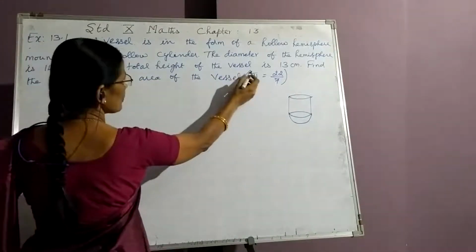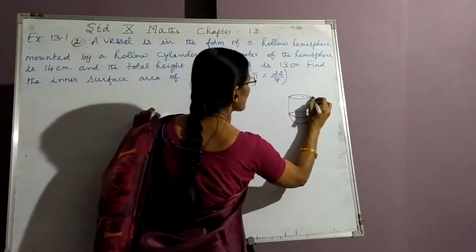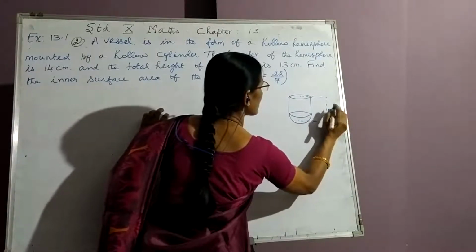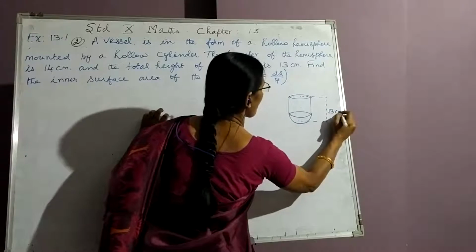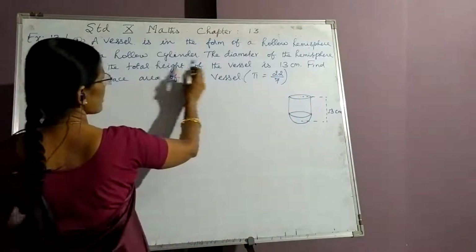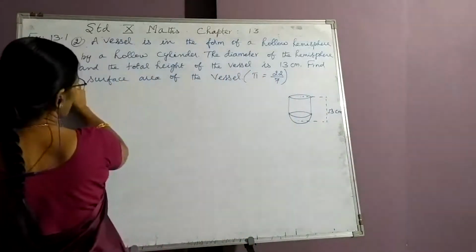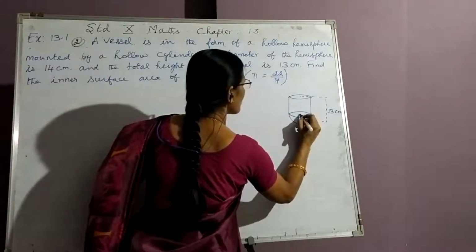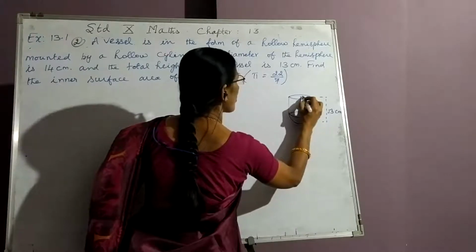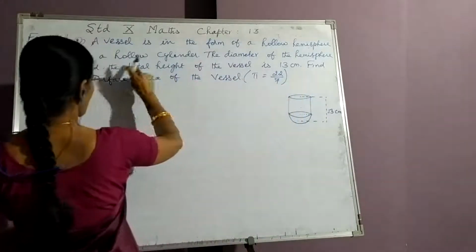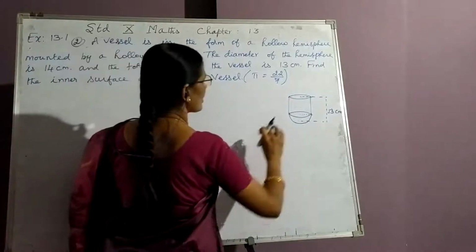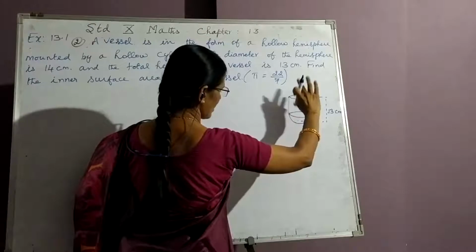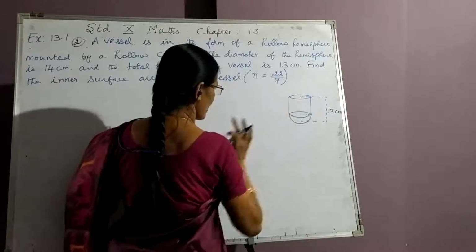The total height of the vessel is 13 centimeter. Which is the total height? Here to here is given 13 centimeter. And what is this 14 centimeter? It is the diameter of the hemisphere. So remember, the hemisphere and the cylinder got mounted on one another and only one diameter or radius is specified. So here we have to take diameter of the hemisphere equal to diameter of the cylinder. Both are equal, we have to take.